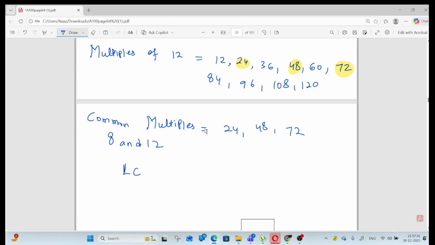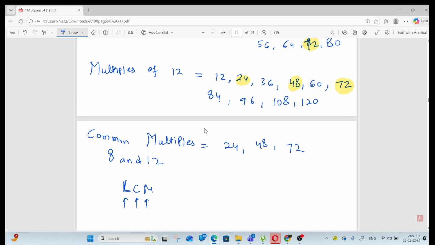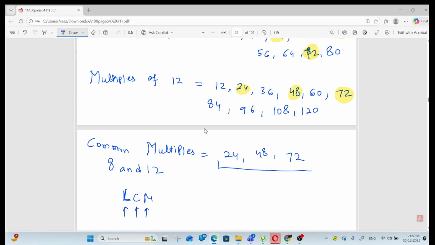Now the LCM full form is least common multiple. Out of these common multiples, which one is least?